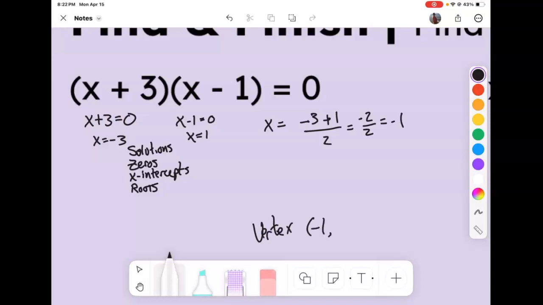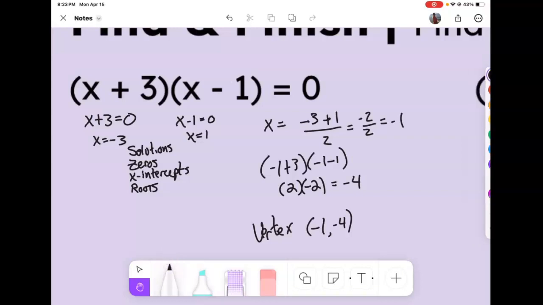And then I plug in negative 1 into the problem and I simplify. So when I do that, I would get 2 times negative 2, which is negative 4. So my vertex is at negative 1, negative 4. And that's how we can find both the solutions and the vertex from factored form.